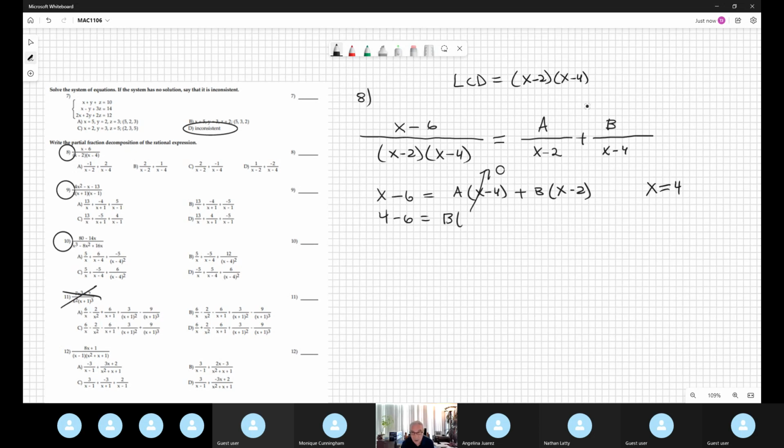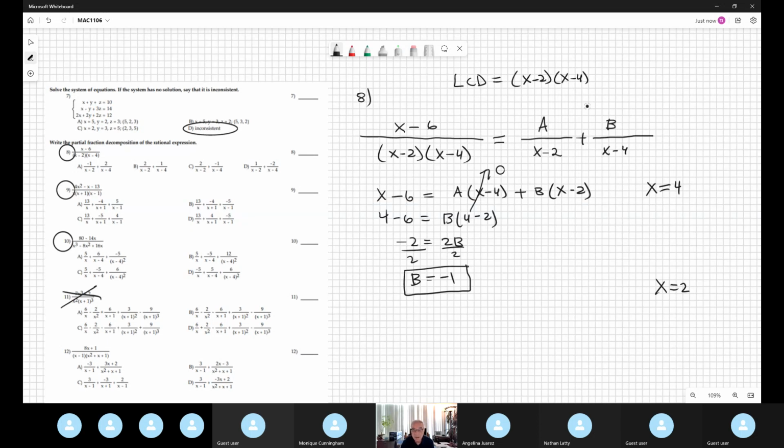B times 4 minus 2. 4 minus 6 is minus 2, and 4 minus 2 is 2 positive. Therefore, divided by 2 on both sides, it's obvious that B is negative 1. We have another possibility, another smart value, that is 2.